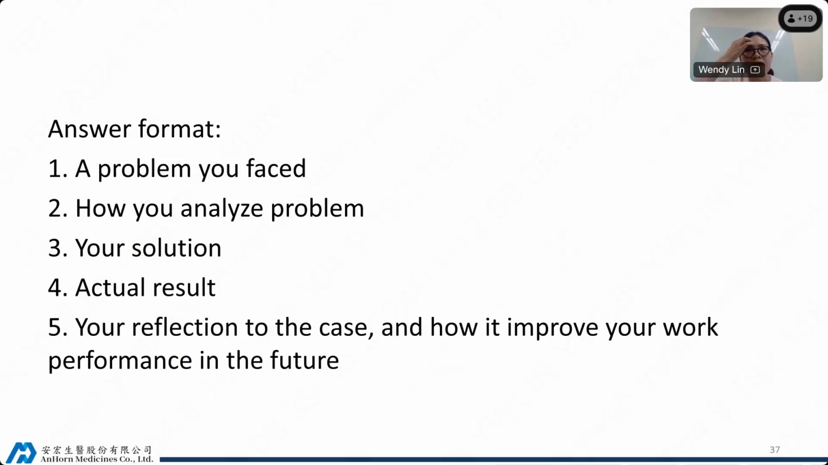So if you were the hiring manager, you probably feel that the candidate has a decent way to handle the communication with the professor. And although the result was not positive, the person has the self-awareness and the reflection skill to improve his or her work in the future.